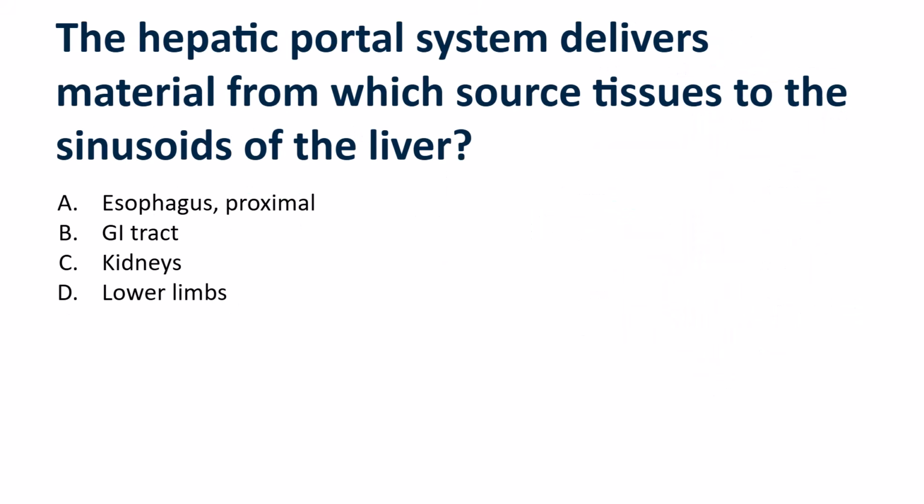Now let's assess our knowledge. The hepatic portal system delivers material from which source tissues to the sinusoids of the liver? Is it A, the proximal esophagus? Nope. B, the GI tract? Yes, absolutely. C, the kidneys? No, that's caval. D, the lower limbs? That's caval. So B, GI tract, so that would be running from the distal esophagus through the rectum is the correct answer.